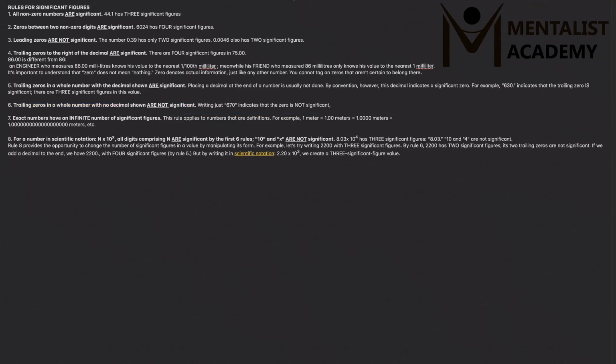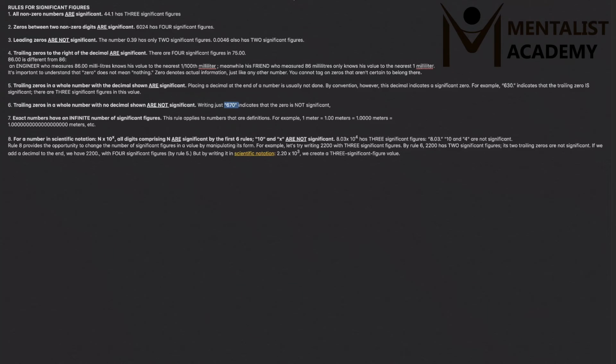Now if I only write 670, I don't write 670., then this zero will not be significant. It will only have 2 significant figures, that is 6 and 7. So if we have a dot at the end of a whole number, then the trailing zero would be counted as a significant figure. If the whole number does not have a dot at the end, then the trailing zero will not be counted in the significant figures.